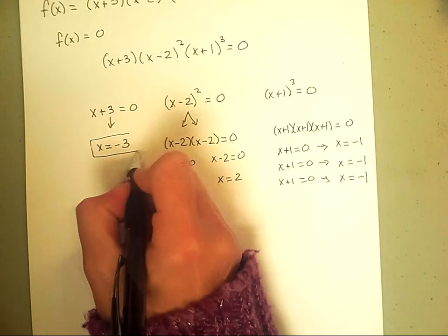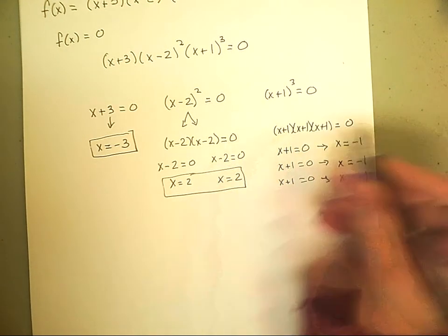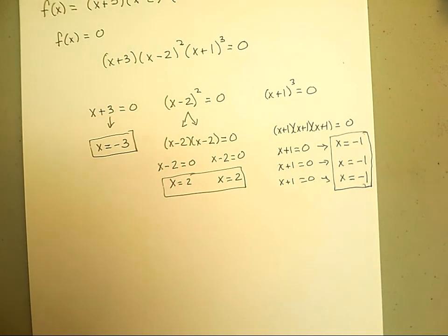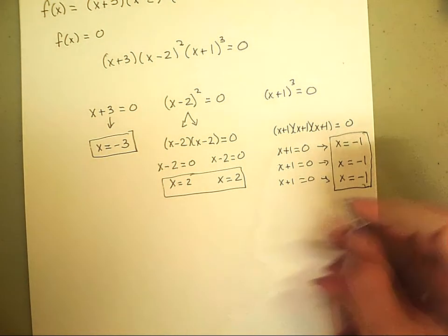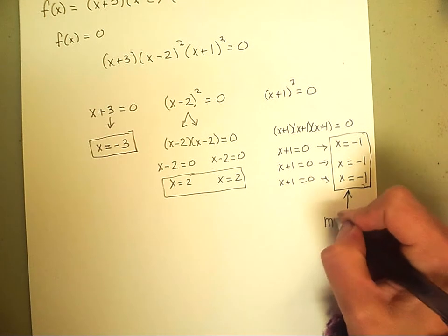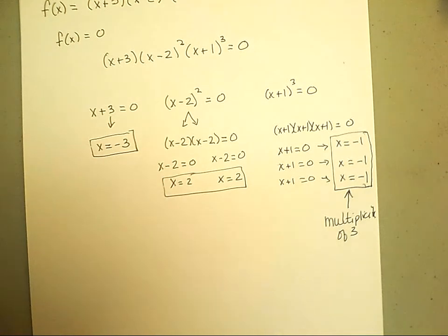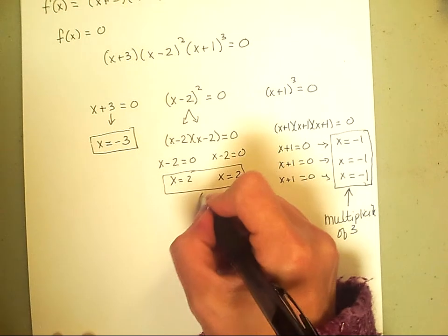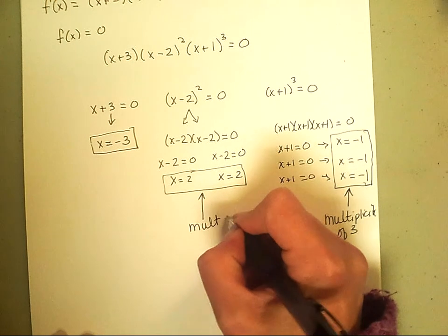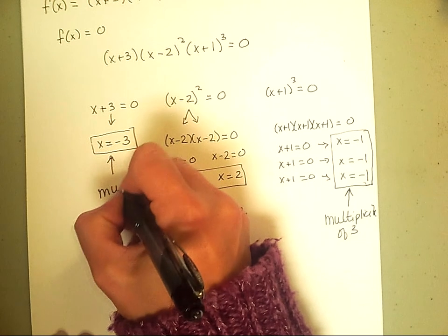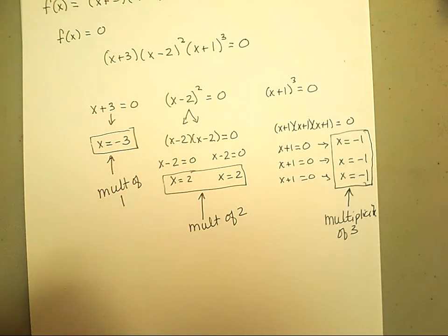So now let's count the x's when we've done it longhand. Here's 1, 2, and 3, 4, 5, and 6. So there are actually 6 solutions to this 6th degree polynomial. It just turns out that they have different multiplicities. X equals negative 1 has a multiplicity of 3, because it occurs 3 times. X equals 2 has a multiplicity of 2 because it occurs twice. And x equals negative 3 has a multiplicity of 1 because it occurs once.